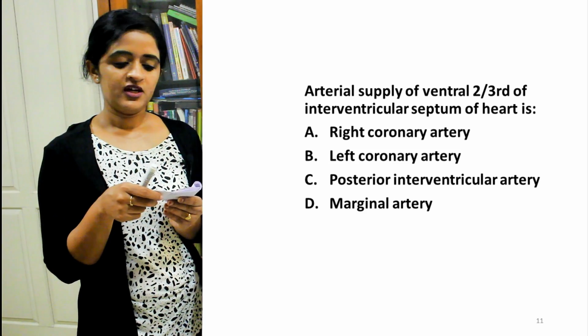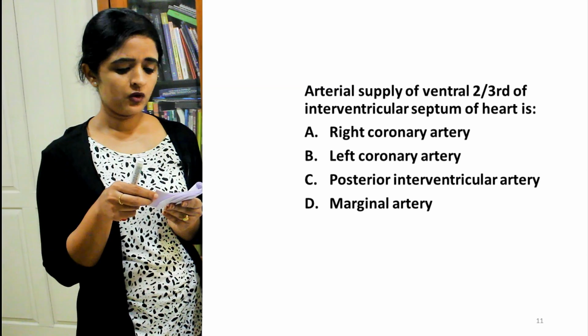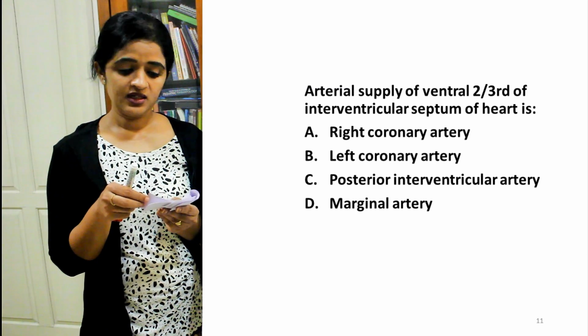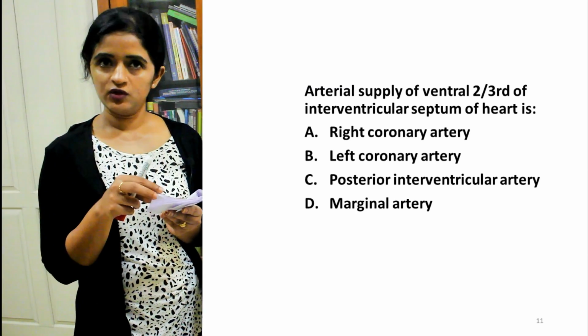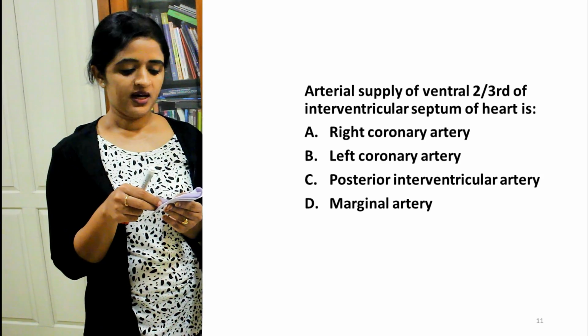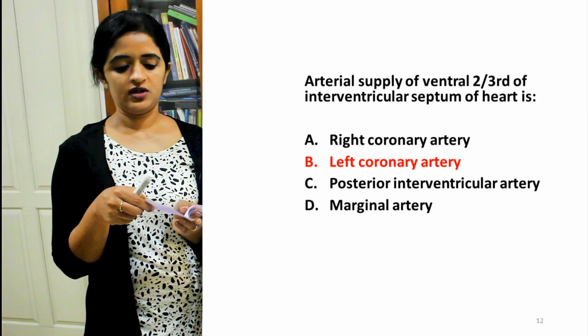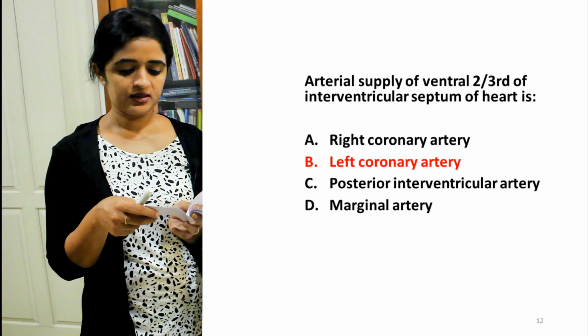Then, arterial supply of ventral two-thirds of the interventricular septum. It's the most straight question, right? So if you have the left anterior descending artery, you have to go for that, but it is not given here. Instead, we have left coronary artery, because left anterior descending artery is a branch of left coronary artery. Then you have to go for that answer.